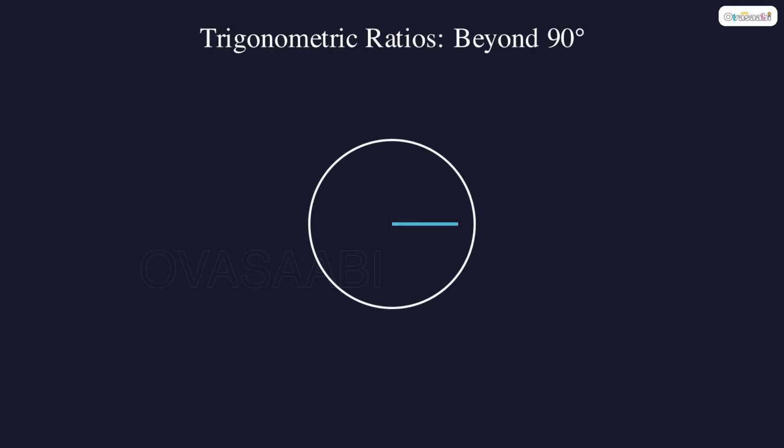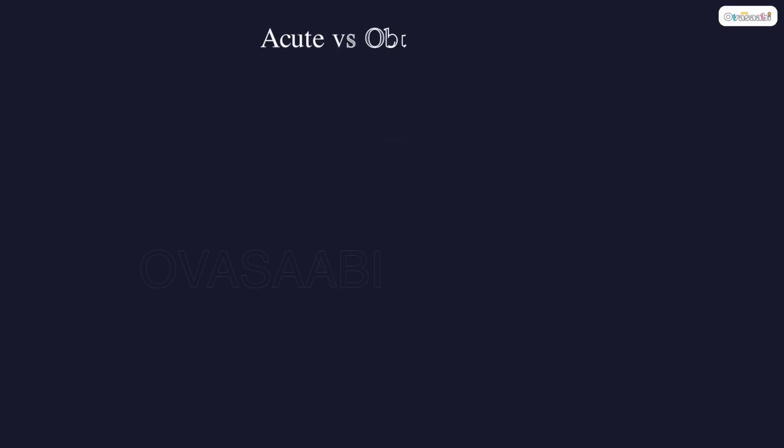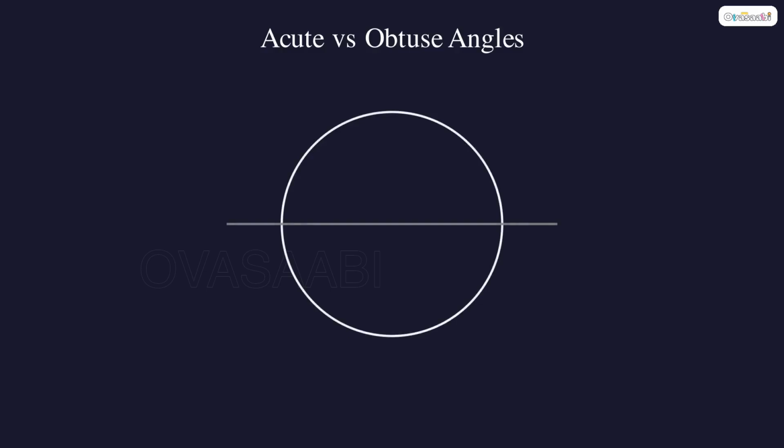Can sine and cosine work for angles bigger than 90 degrees? Yes, today we extend trigonometry beyond right triangles. An acute angle is less than 90 degrees. An obtuse angle is between 90 and 180 degrees. We use the unit circle to find ratios for both.